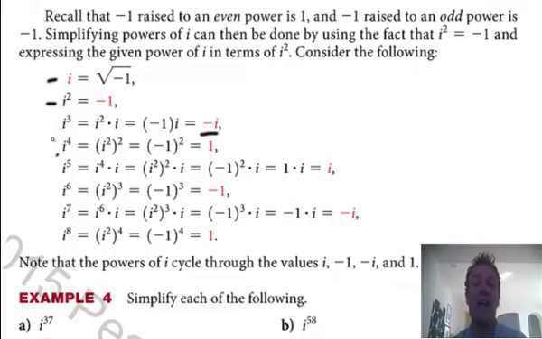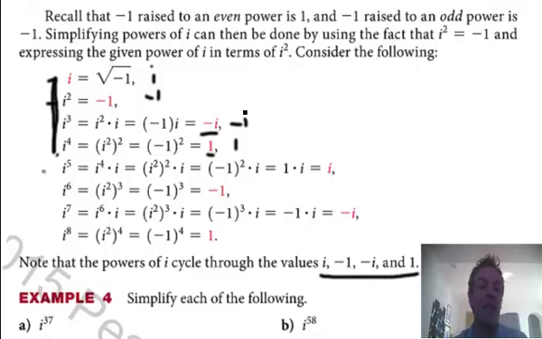i fourth is an i squared times an i squared, which is a negative 1 times a negative 1, which is a positive 1. So these four here have cycled through i, negative 1, negative i, and positive 1. And here it is down here. Look at this. Okay. So i fifth is just another i with an i fourth. i fourth is 1. 1 times i is just i.